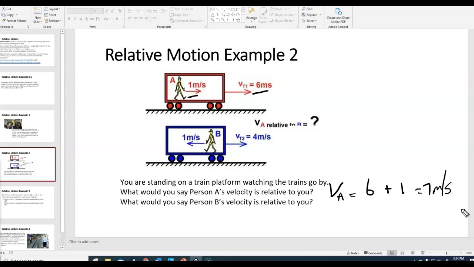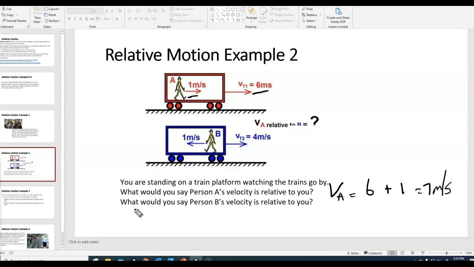Now, what if I was inside the train? Okay, what if I was standing next to person A inside the train? Well, then their relative velocity would be 1 meter per second. Because then from my perspective inside the train car, I only see them going 1 meter per second, because the 6 meters per second is happening outside, okay, because the whole train car is moving.